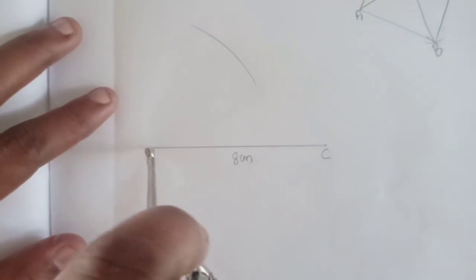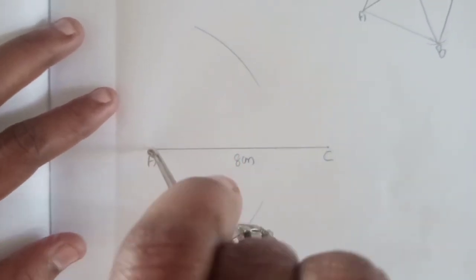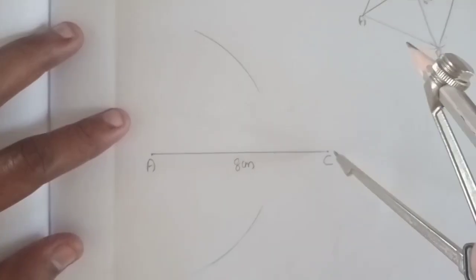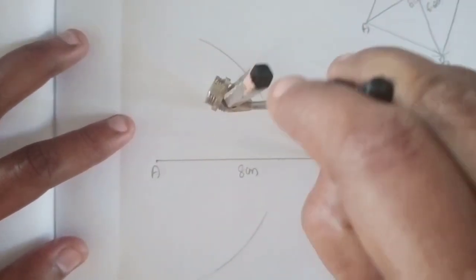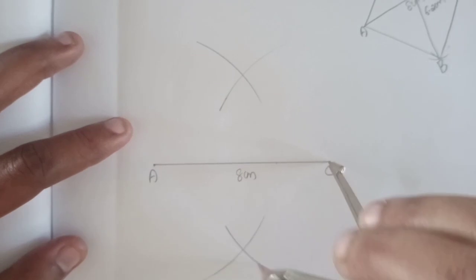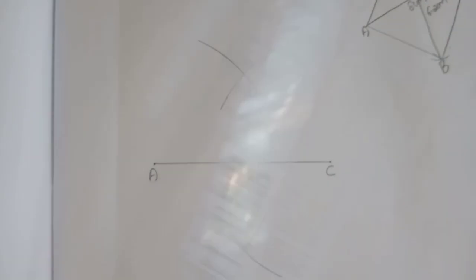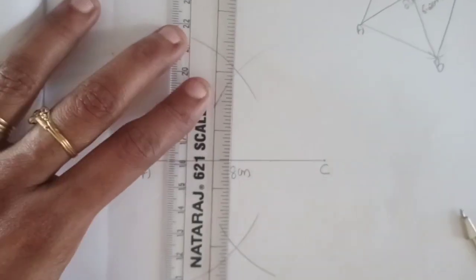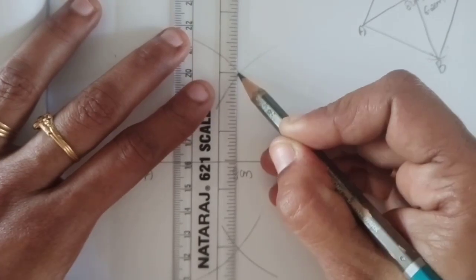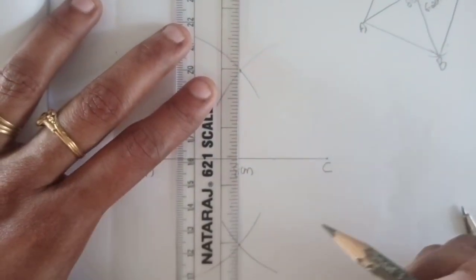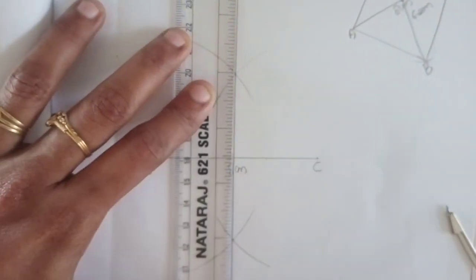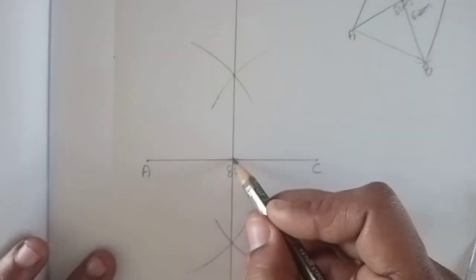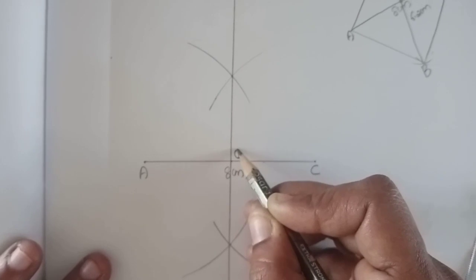With A as center, draw two arcs above and below AC. Using the same radius with C as center, draw another pair of arcs which intersect the previous arcs. Then join them and mark the point as O.